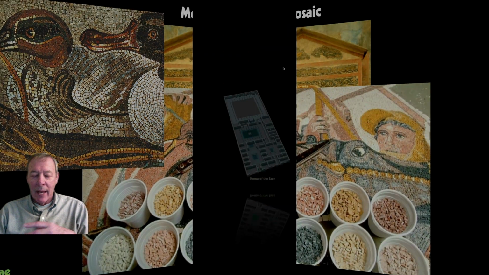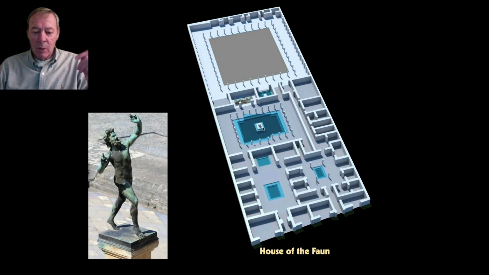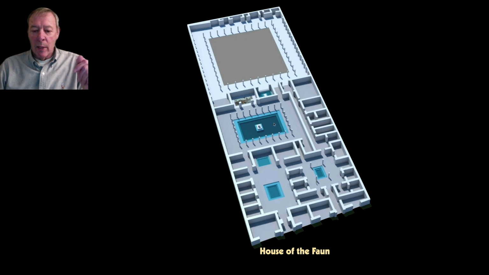So here we're back to that floor plan that I showed you earlier. This is called the House of the Fawn. Called that because in the middle of this pond there was a small bronze figure of a fawn that was recovered during the excavations. But in any case, what we want to look at here is not that sculpture, but rather this mosaic. And so here in this little alcove, this would be a place where the master of the house would receive his visitors or whatever.